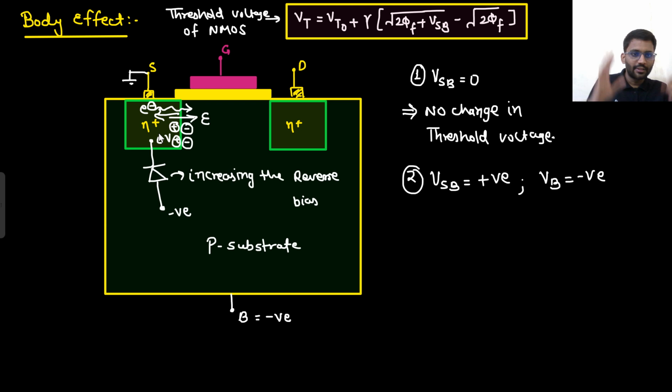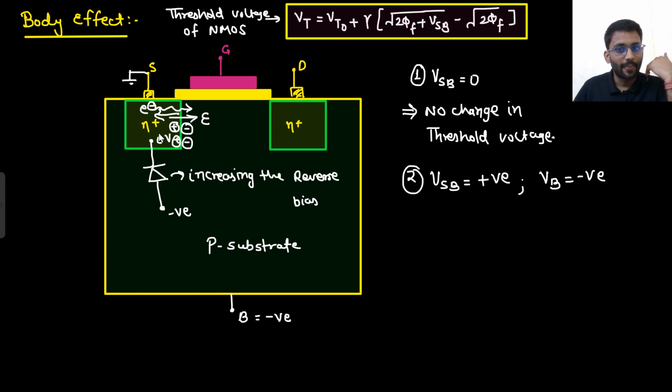Applied negative reverse bias, depletion width increased, electric field increased in this direction. Now there are electrons who want to move in this direction, but since there is a very strong electric field, the electrons are not going here. The electrons are pushed back into the source only, in this N plus only. So electrons are not even reaching towards the drain. So fewer electrons are reaching towards the drain.